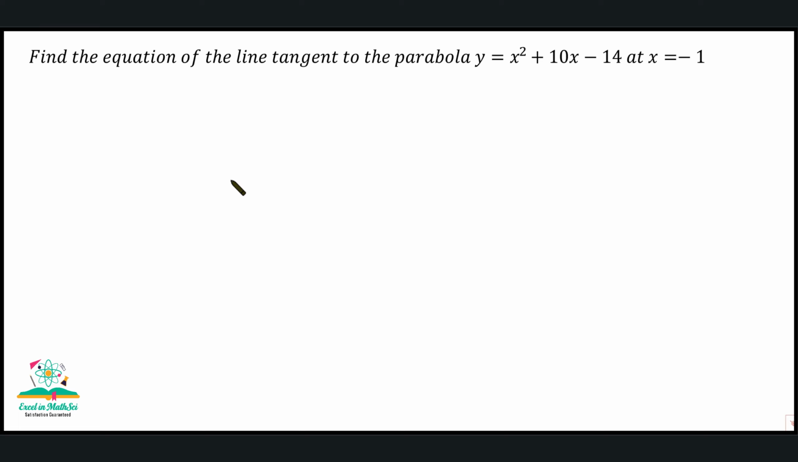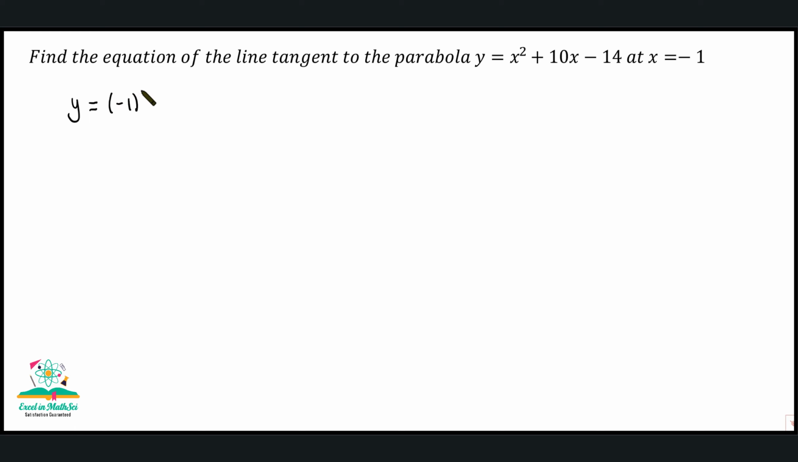So in this question we're asked to find the equation of the line tangent to the parabola y equals x squared plus 10x minus 14 at x equals minus 1. In order to do that, first of all, I'm going to find the y coordinate because I'm not given that. So I'm going to substitute minus 1 into this equation to find y.